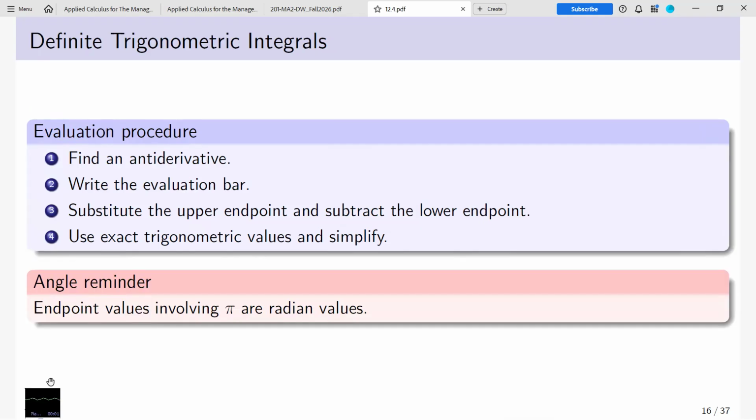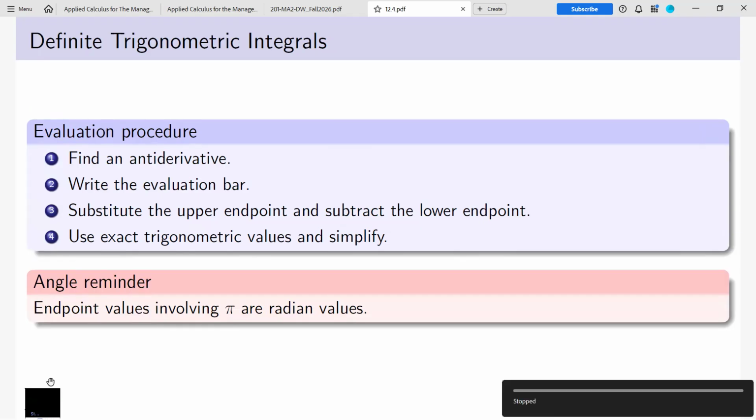Definite trigonometric integrals use the fundamental theorem exactly as before. The only new step is evaluating familiar trigonometric values at the endpoints.